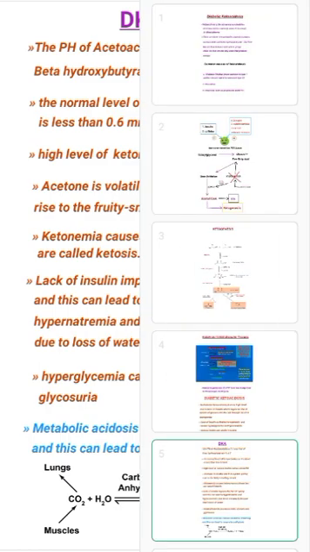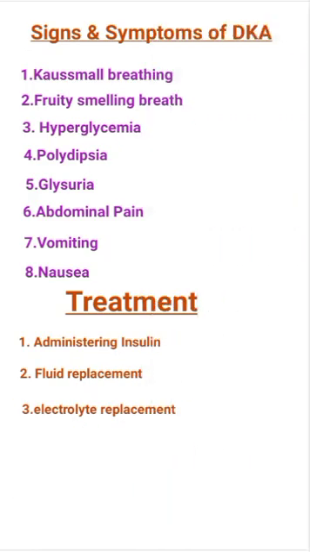So when managing a patient with DKA, we need to look for certain symptoms and signs. We need to manage these signs and see the best that we can do to help the patient. The signs and symptoms of DKA are Kussmaul breathing, fruity-smelling breath, hyperglycemia, and polydipsia. Polydipsia is extreme thirst, so a person has frequent and extreme thirst. We've also got glycosuria, abdominal pain, vomiting, and nausea.